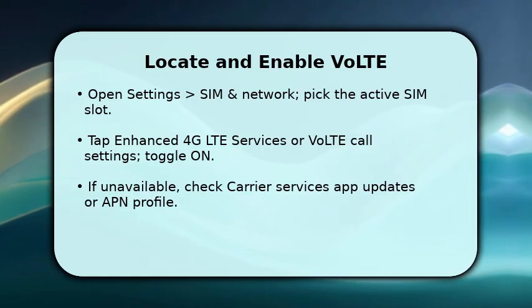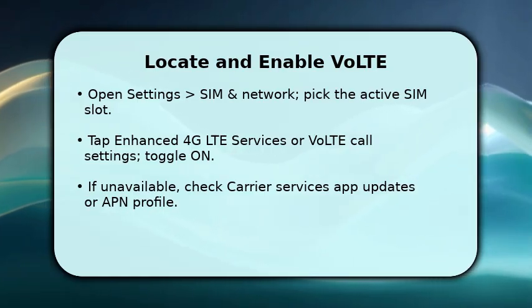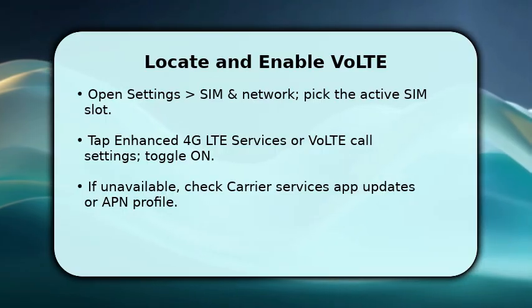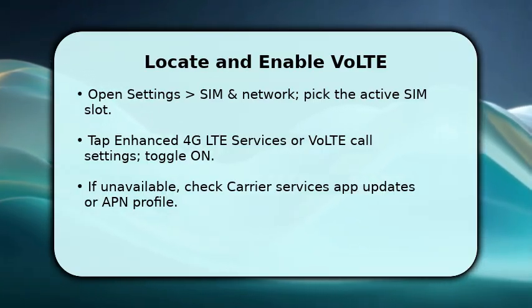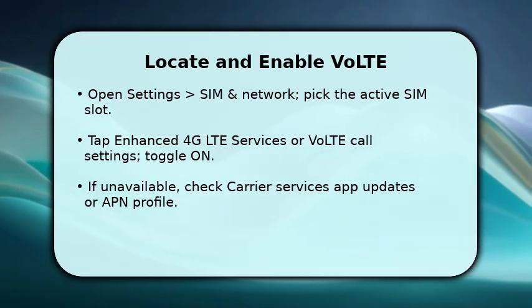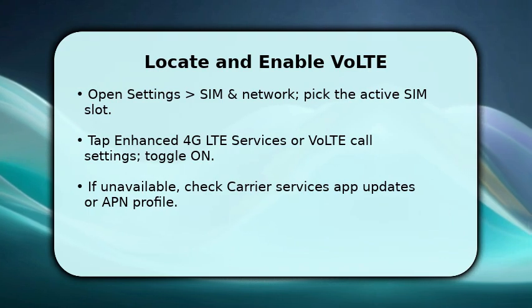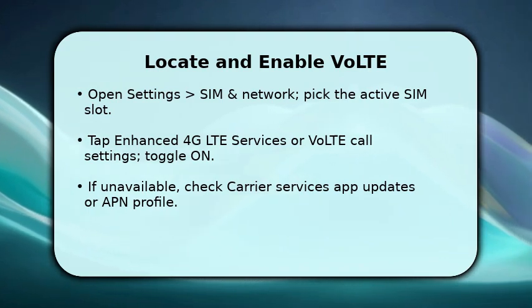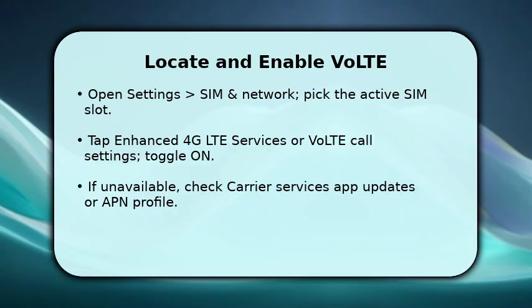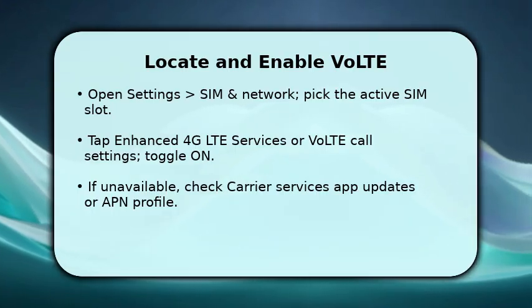You should toggle VoLTE on. Doing so lets voice use the LTE radio for clearer calls and faster call setup. If a confirmation dialog appears, accept it and restart the radio by toggling airplane mode off and on. If the option is hidden, open carrier services or update APN settings to ensure the network advertises VoLTE.